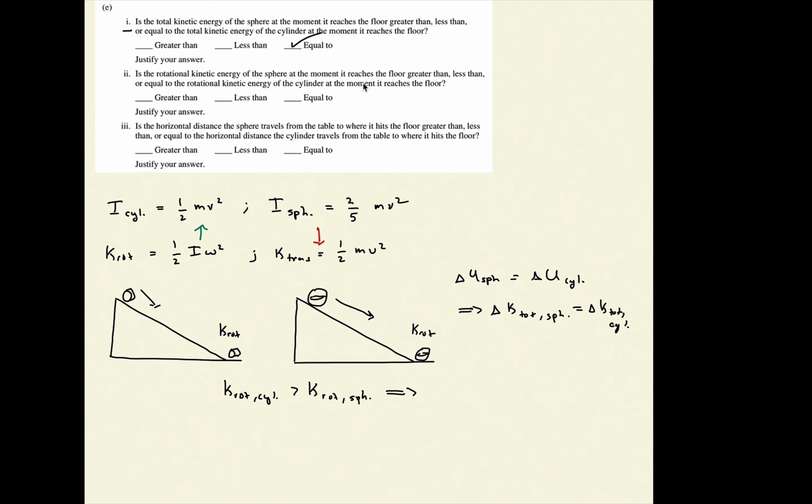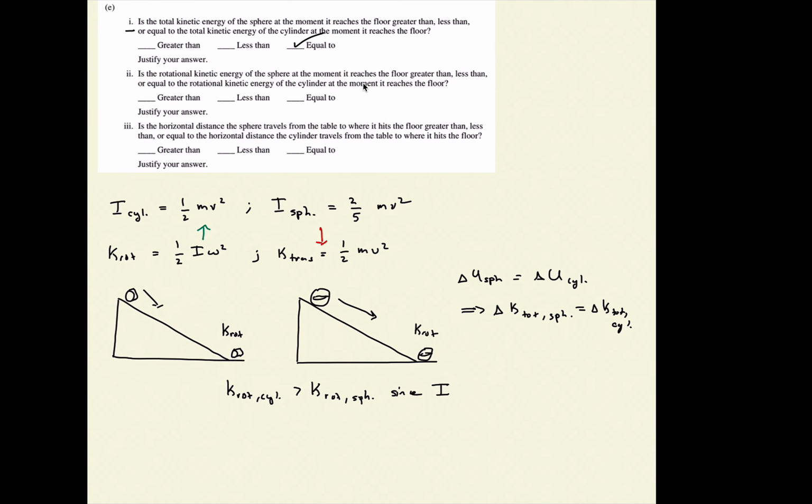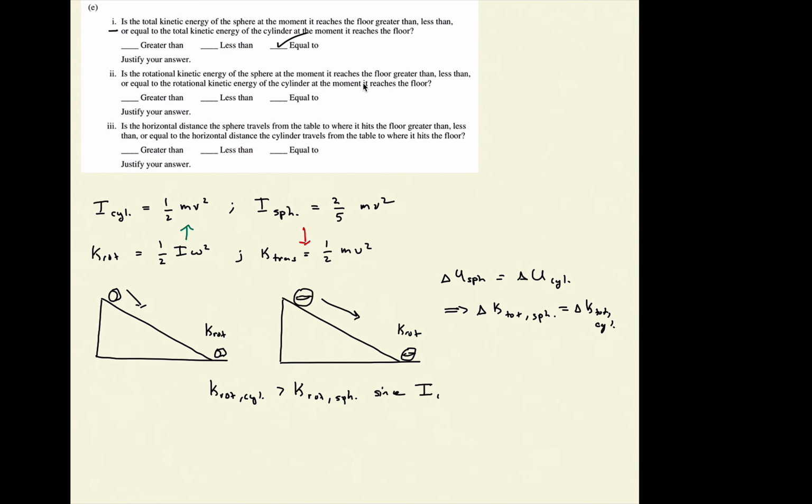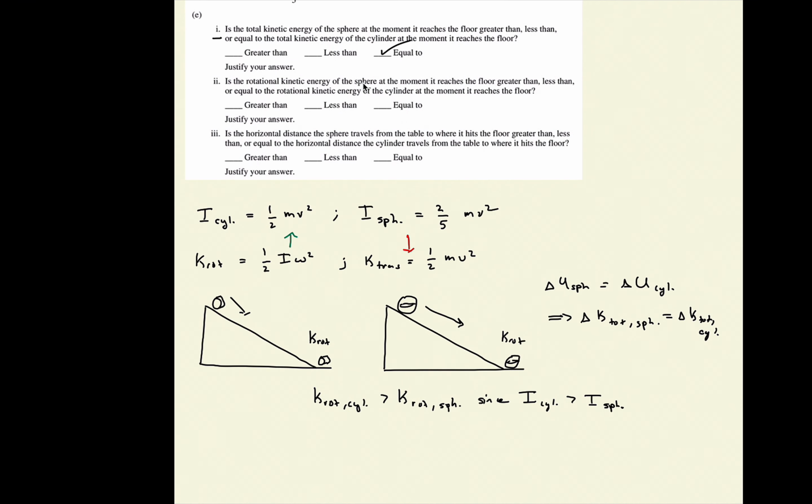Well, that's because the rotational mass, the moment of inertia of the cylinder, is always greater than the rotational inertia or moment of inertia of the sphere. This means that the cylinder's rotational kinetic energy will be bigger at the bottom.